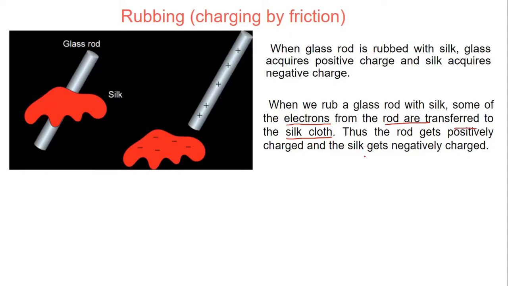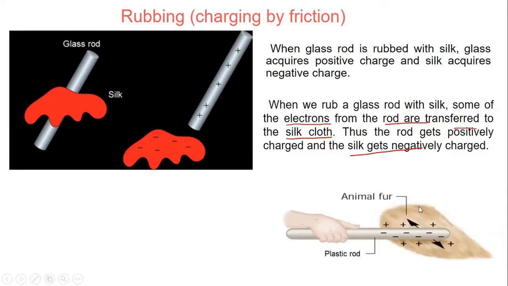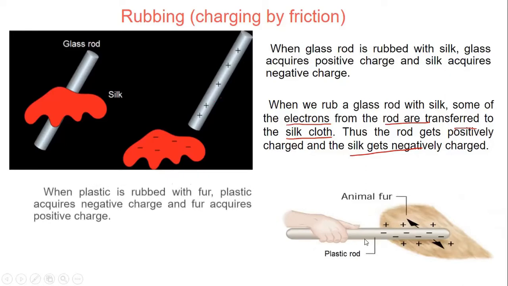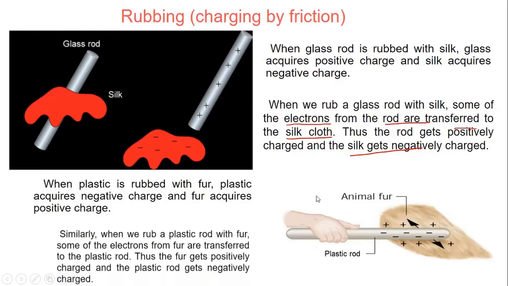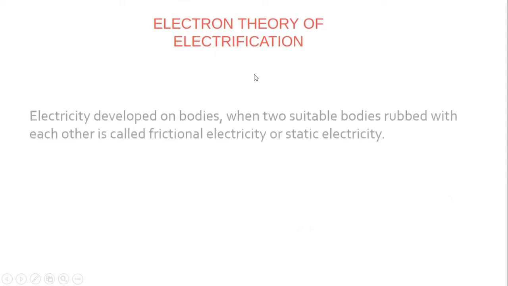Keep this in mind. Whenever electrons are transferred from the glass rod to the silk cloth, the rod becomes positively charged, and the silk becomes negatively charged because it has gained the electrons given by the rod. Similarly, if we rub animal fur against a plastic rod, we will notice that the animal fur gains a positive charge and the plastic rod gains a negative charge. Now you can answer this question: why does the animal fur become positively charged? Because it has donated some of its electrons to the plastic rod. Thus, the plastic rod, which accepts the electrons, becomes negatively charged, and the animal fur, which has donated the electrons, becomes positively charged.